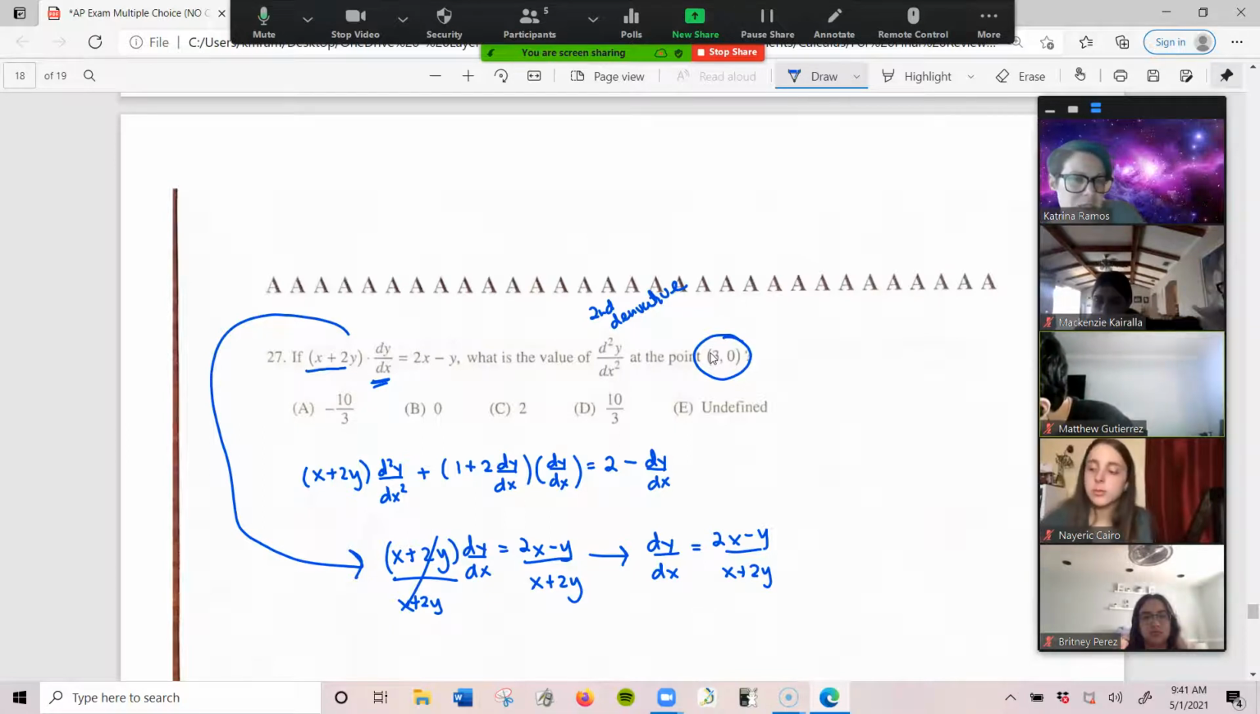And then I took the point 3, 0, and I plugged it in. So dy dx at the point 3, 0 is going to equal 2 times 3, which is 6, minus y, which is 0, over 3 plus 2 times 0, which is 0. So this is equal to 2.